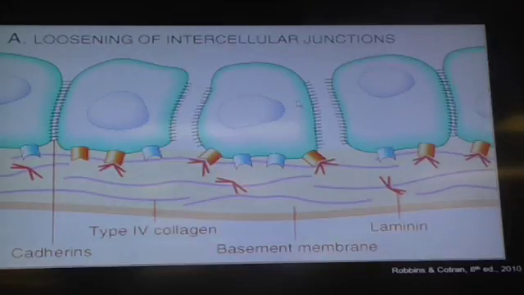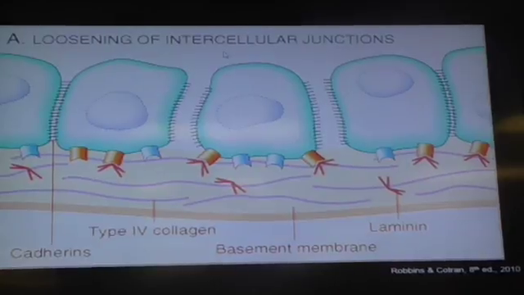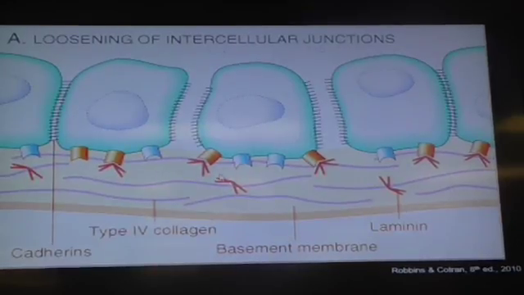All right, so the first step is dissociation or loosening of the intercellular junctions. Okay. So what do you call these when you see them histologically? Desmosomes. Yeah.